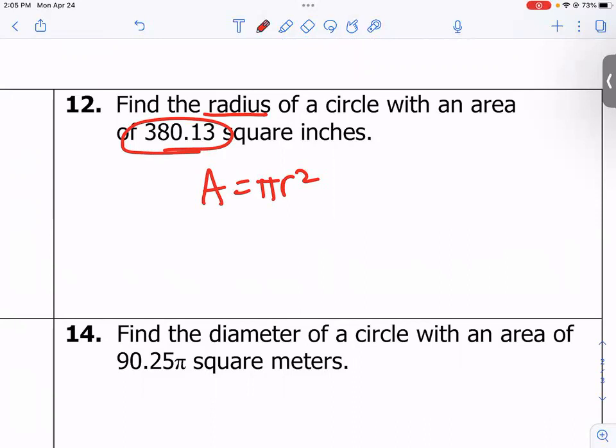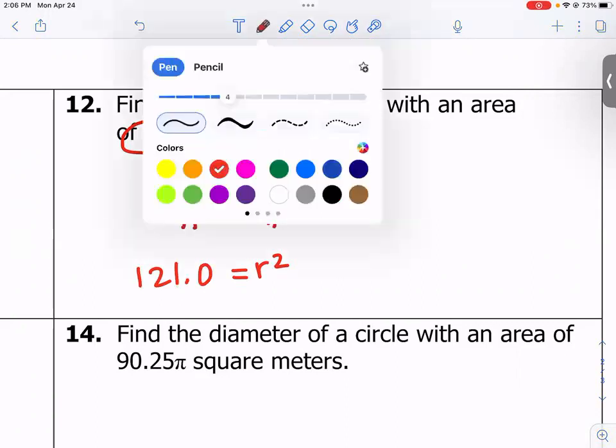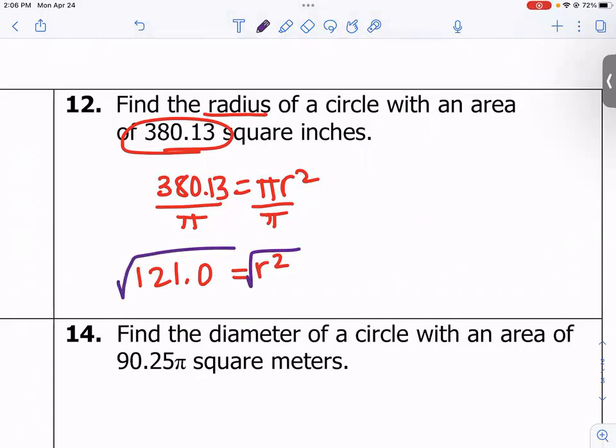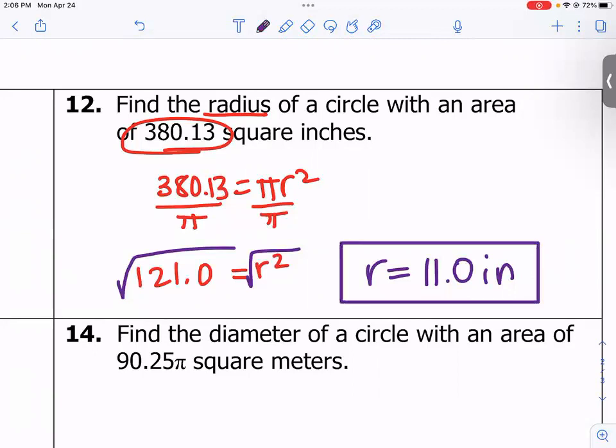Okay, we know that our area is pi r squared. So if our area is 380.13, what is the first thing we need to do? Okay, we're going to divide by pi. And if we take 380.13 and divide it by pi, what do we get? So we know that if r squared equals a number, we can square root both sides in order to get r by itself.